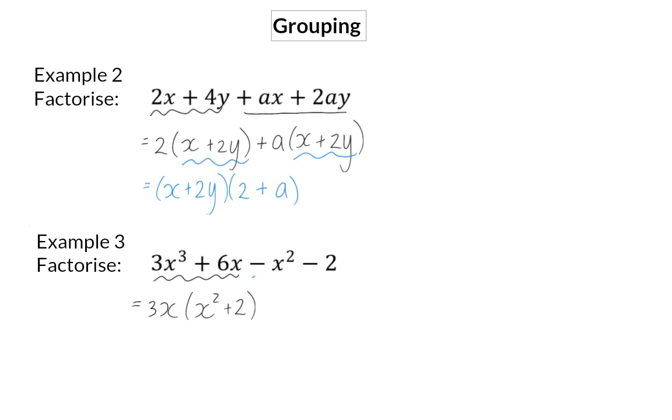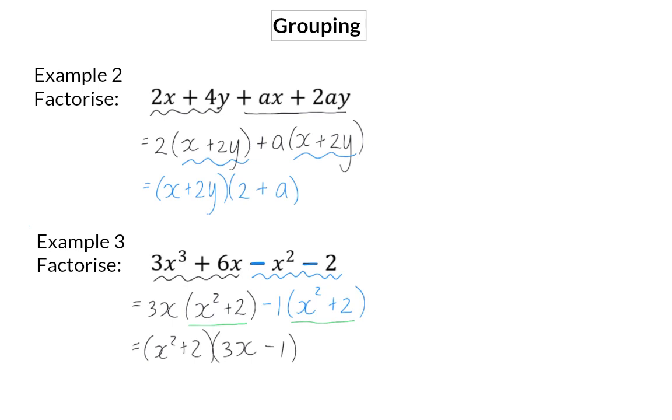If you have a look at the second group, you will see that it's already similar to the bracket we just formed. The only difference is here we have minus x squared and minus 2. And that is why I'm going to choose to take out minus 1 as a common factor so that I can change the signs of both these terms. Now we do have a common factor, and that is x squared plus 2. And once I've removed that, I'm left with 3x in the first term and minus 1 in the second term.